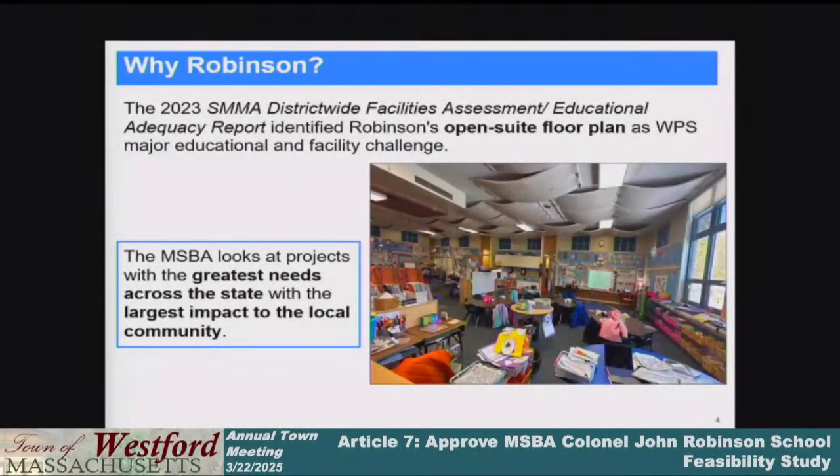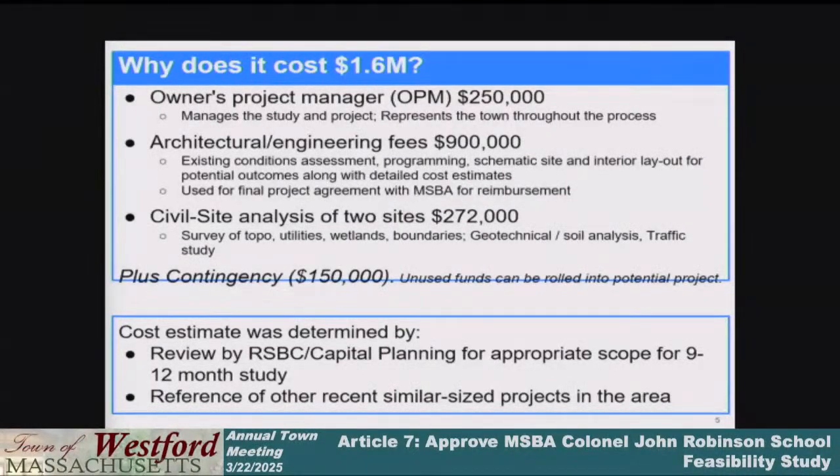So why Robinson? In 2023, the facilities report identified Robinson's open suite floor plan as our major educational and facility challenge. And the MSBA prioritizes projects that are of the greatest needs across the entire state. And they recognized our willingness to explore consolidation as it would have the largest impact on our community. Now I'm going to turn it over to Vice Chair Lindsay Richard.